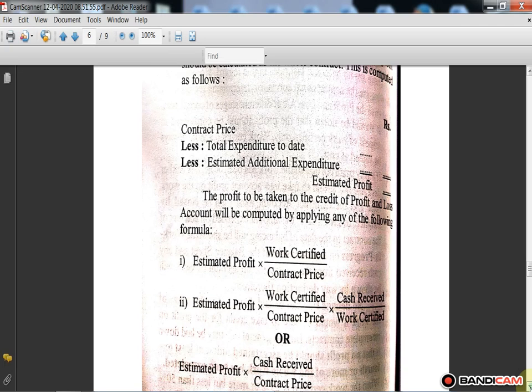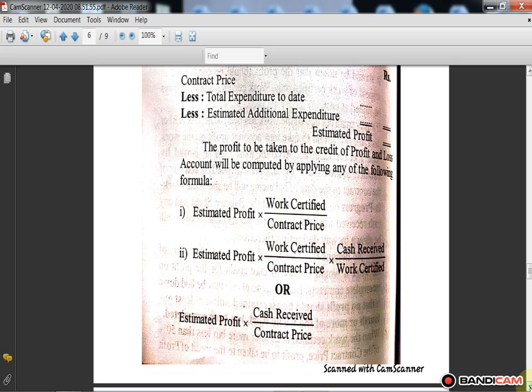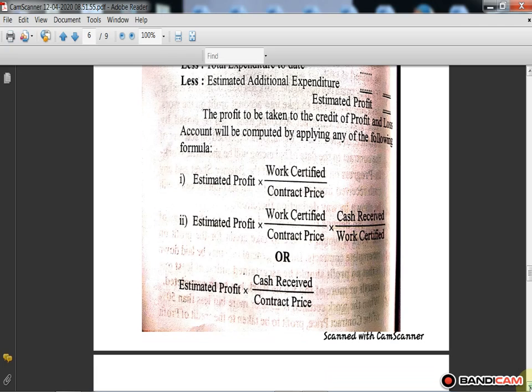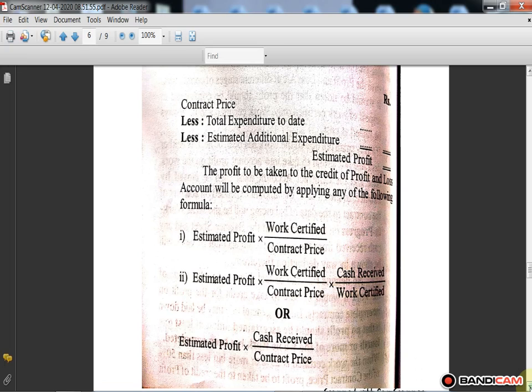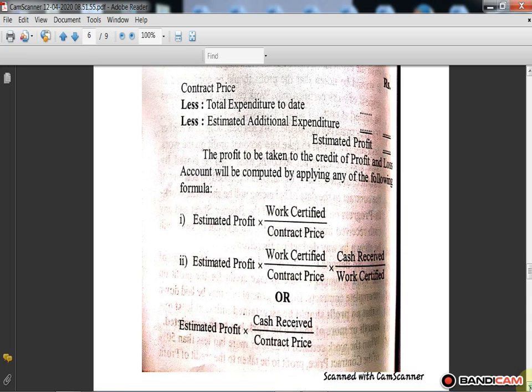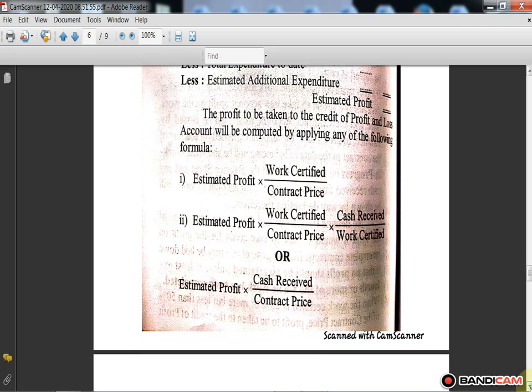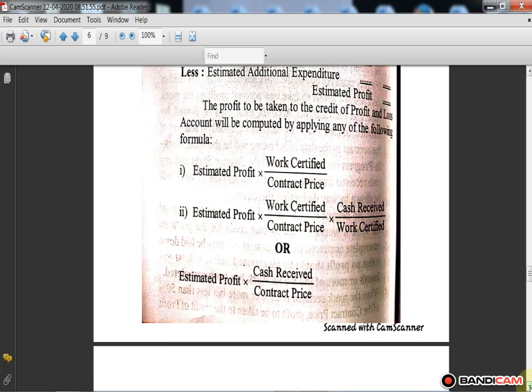Any one formula is used to compute the estimated profit. First, estimated profit into work certified divided by contract price. Here, estimated profit is found with the help of the contract price and all expenditure. We deduct the expenditure incurred on the contract and the additional expenditure incurred on the contract from the contract price. We get the estimated profit, and we compute the profit as estimated profit into work certified.